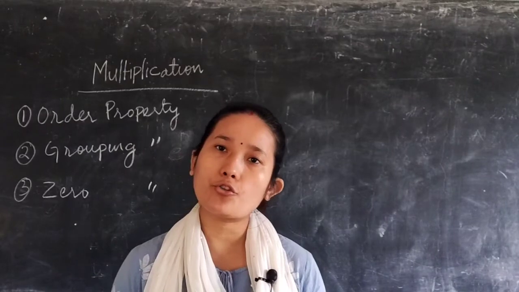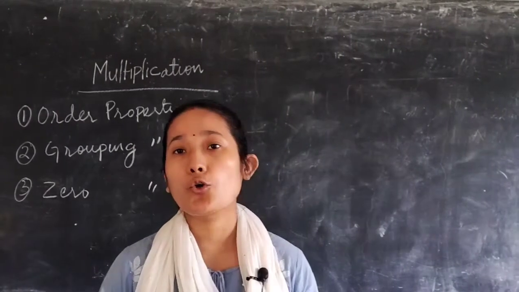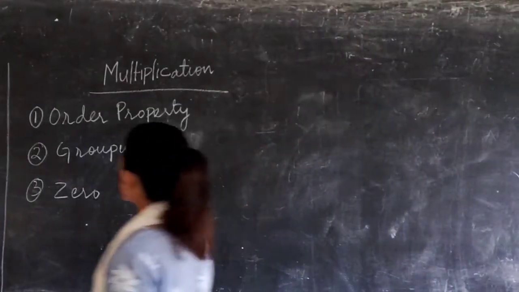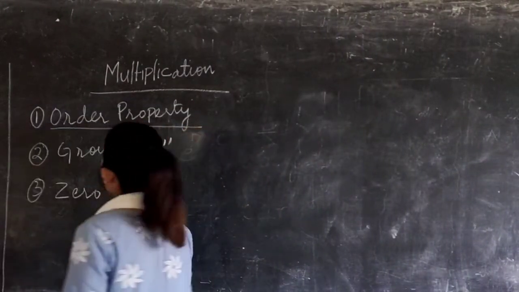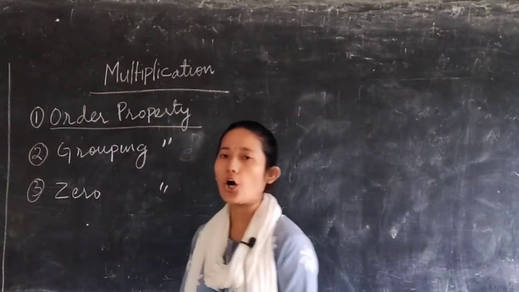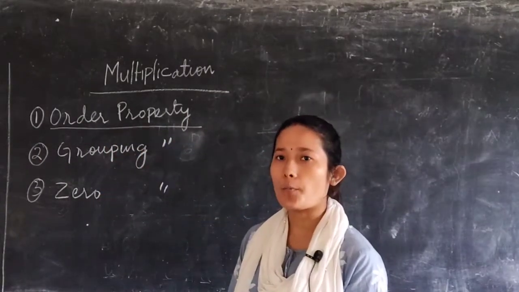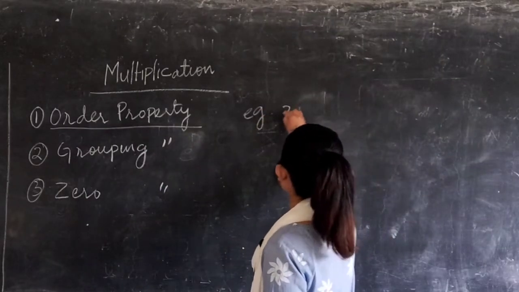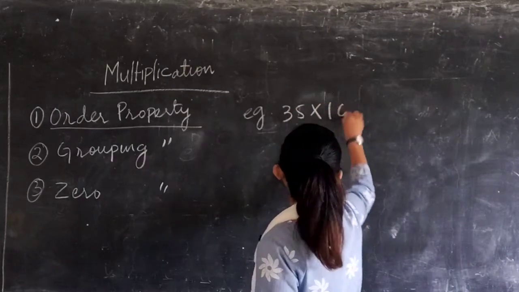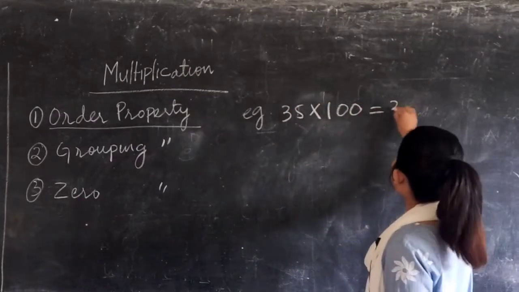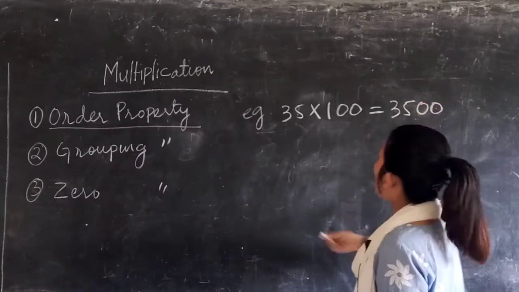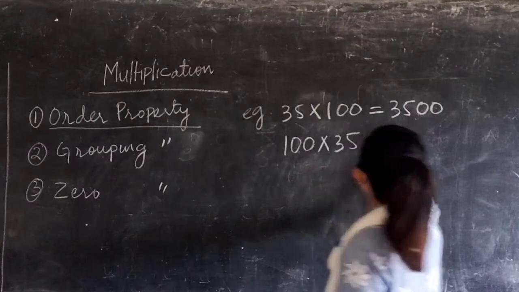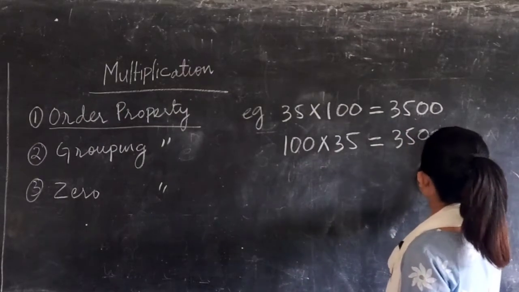Okay, now before going through the exercise, first let us go through the properties of multiplication. So first one is the order property, just like you had in addition also. Now what does order property mean? Let us take an example. If you are given 35 into 100, what would be the answer? 3500. And if you are given 100 into 35, what would be the answer? Answer would be same, that is 3500.